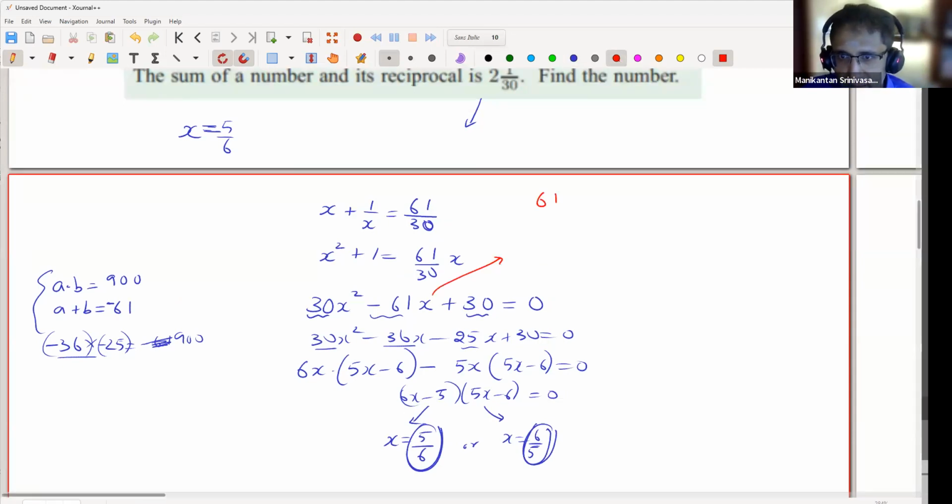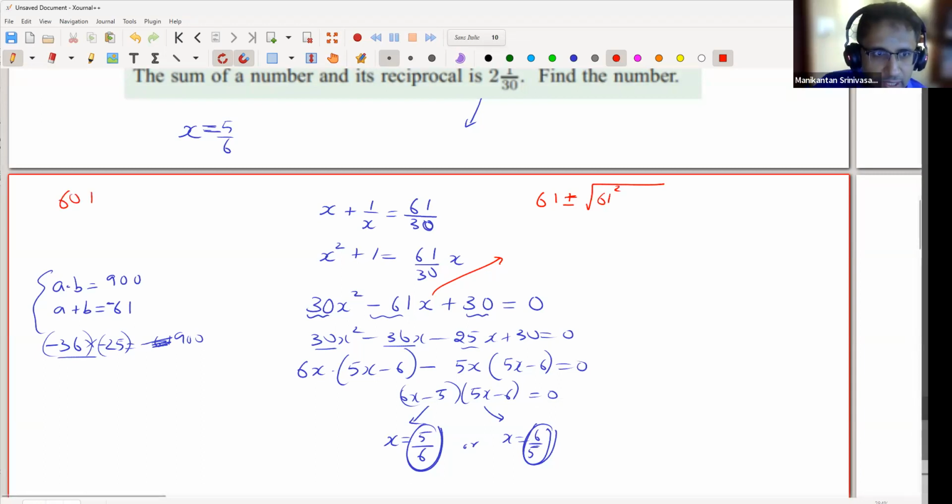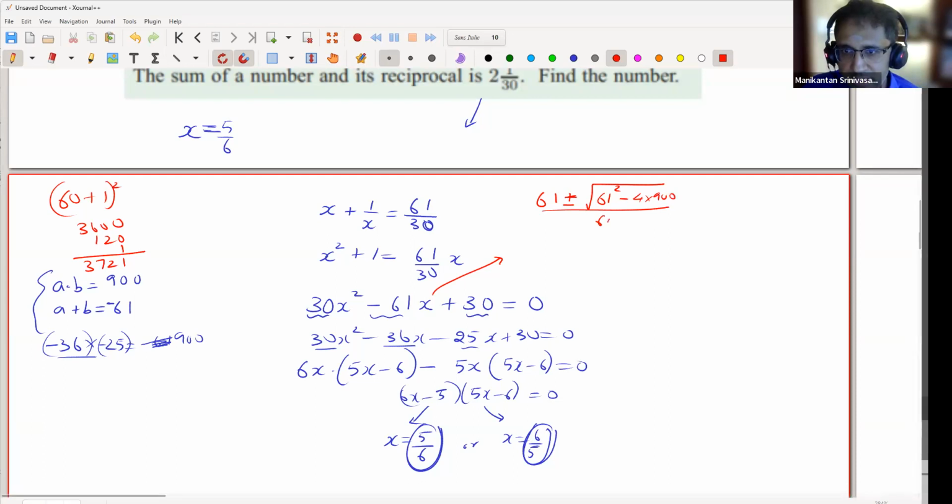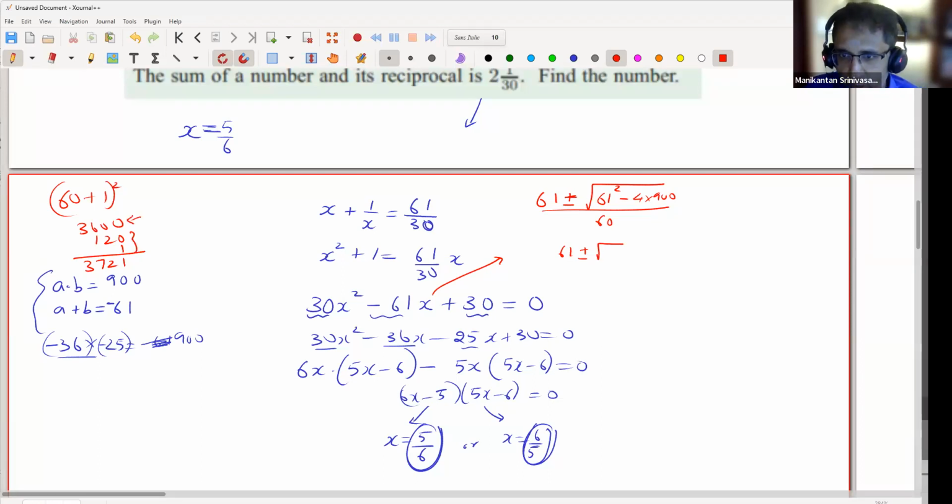So minus b plus or minus square root of b square minus 4ac, whole upon 2a. So 61 square, right? And we are not allowed calculators here. One good thing we can do is a plus b whole square, so a square plus 2ab plus b square. So there you go, 3721 is your 61 square, minus 4ac, so 4 into 900, that's easy, whole upon 60. So it's 61 plus or minus the square root of 3600 anyway. If I'm subtracting, the balance is just 121, whole upon 60. So it's 61 plus or minus 11 upon 60.